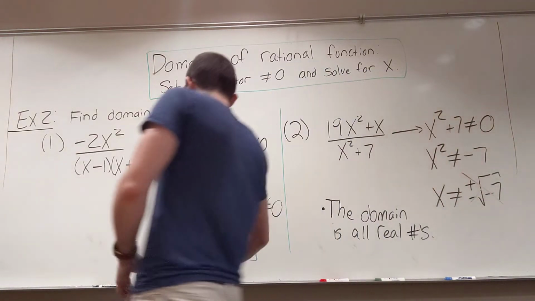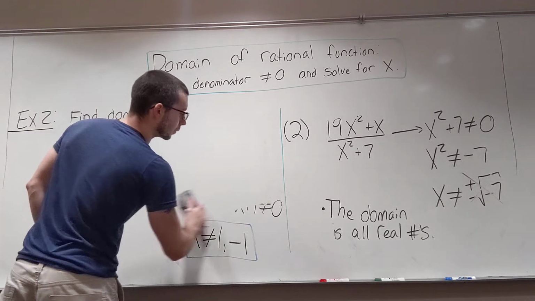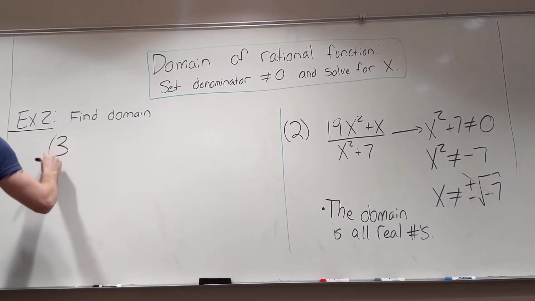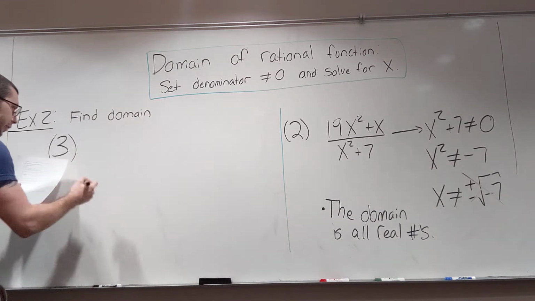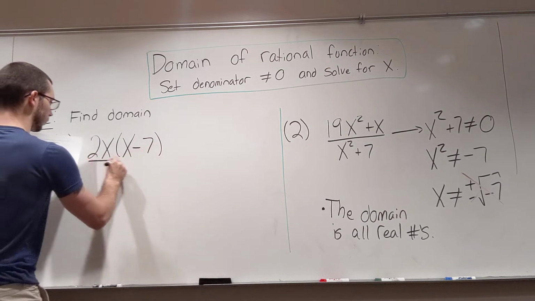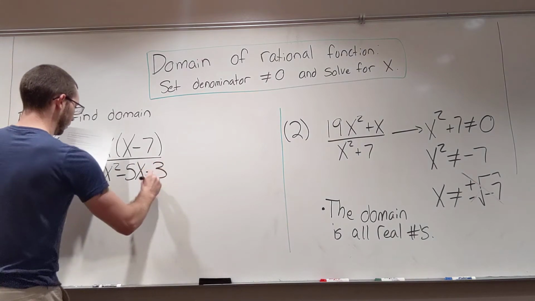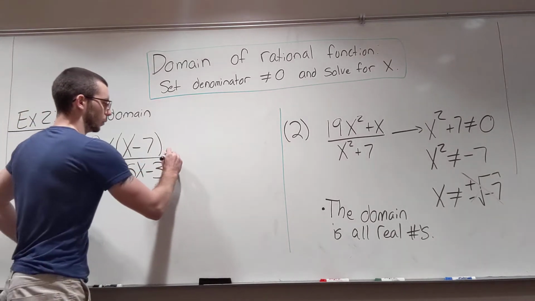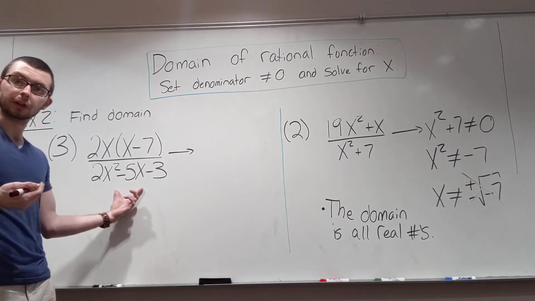And so finally, we're going to move on to problem 3, or part 3 from this example. And what 3 says is it gives you yet another fraction. And, well, it's the same directions. Determine the domain. So we will once again consider setting the denominator not equal to 0 and solving for x.